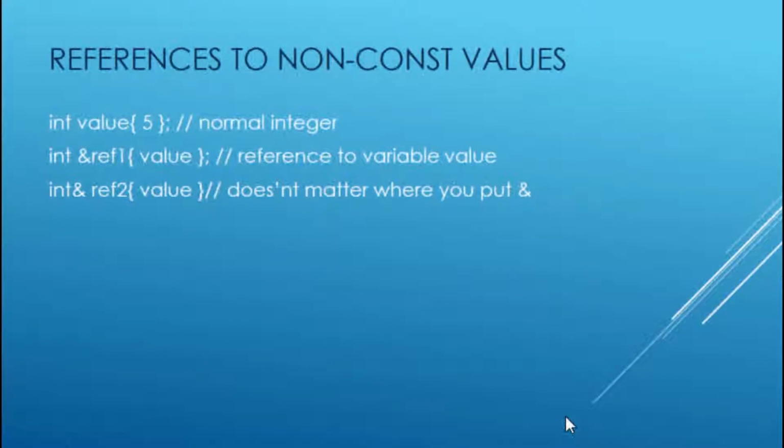References to non-constant values. A reference to a non-constant value is declared by using an ampersand between the reference type and the variable name. Let us see an example. Here, value is a variable of type int having a value 5 and reference 1 is a reference to the variable value. In this context, the ampersand doesn't mean address of, it means reference to. References to non-constant values are often just called references for short.